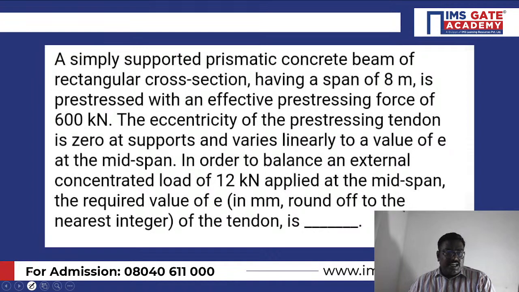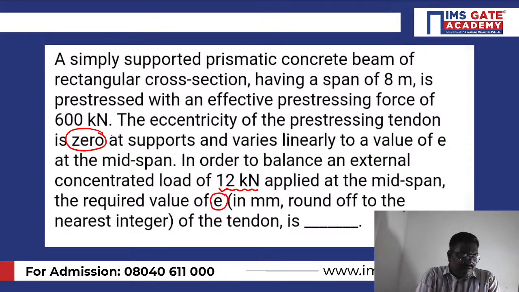Now, my dear students, we will move on to the next important question. A simply supported prismatic concrete beam with an effective pre-stressing force of 600 kilonewton. The eccentricity of the pre-stressing tendon varies, being 0 at supports and varying linearly to E at midspan. In order to balance a load of 12 kilonewton applied at the midspan, find the value of E. This is the question they have asked.